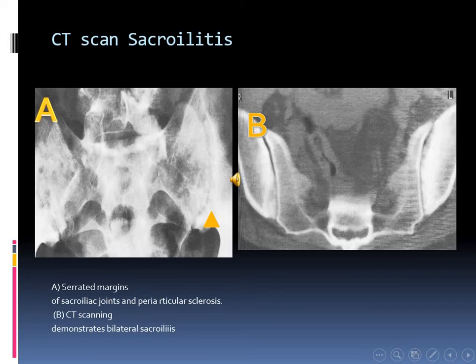And here we have a CT scan image taken in coronal sections for a demonstration of the sacroiliac joints. You can see in image A and B the changes of sclerosis, which is more obvious or more advanced in image A, while in image B still there is preserved joint space. These changes represent sclerotic areas of sacroiliitis in ankylosing spondylitis.